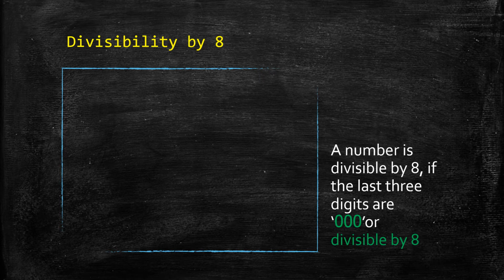What did we do for 4? We looked at the last 2 digits. Last 2 digits should be 00 or number divisible by 4. For 8, we should see the last 3 digits. It should be 000 or any number divisible by 8. Let's look into this with some examples.